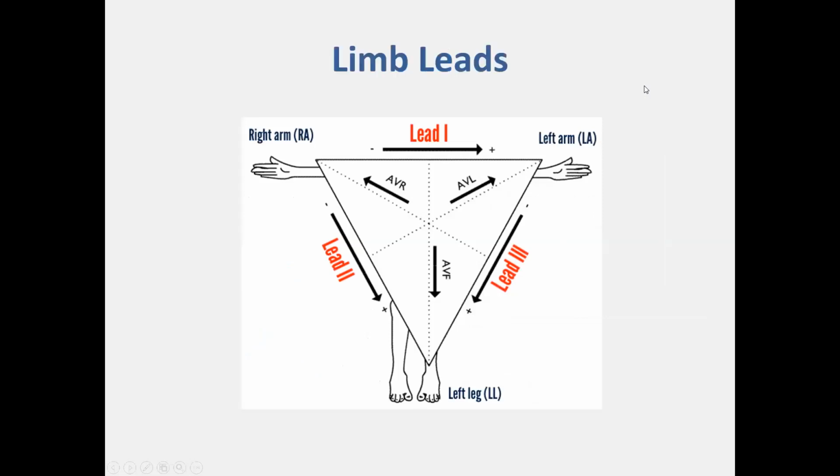And so we said that leads 1, 2, and 3, AVR, AVL, and AVF, are the limb leads. Why are they called the limb leads? Because we get the EKG tracings of these leads by placing the electrodes on the limbs. So you put an electrode on the right arm, on the left arm, on the right leg, and the left leg. And then you can get these 6 leads from those 4 electrodes. So that's why we call those the limb leads.